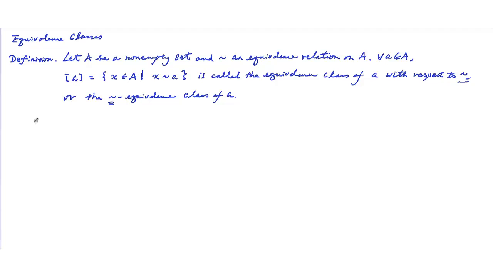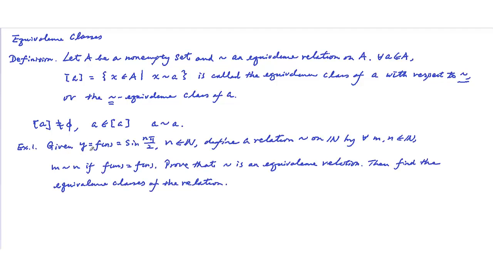It is also clear that the class of a is not empty, because a is always in this set. Because we talk about an equivalence relation and a is equivalent to a, therefore a is always in the set. Therefore, this set is not empty. Now let's look at an example.